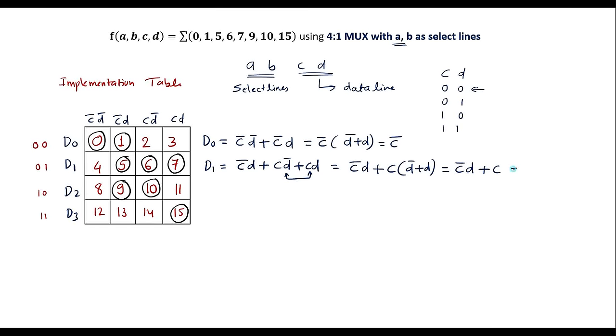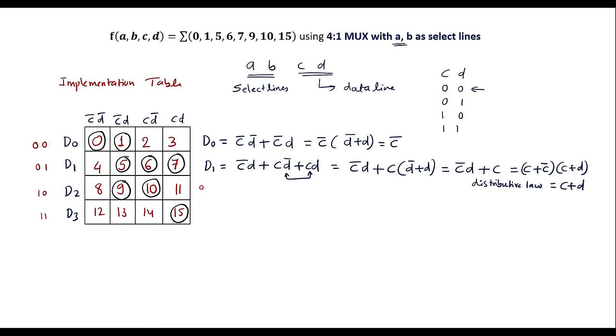So this can be represented by the distributive law. I can write it as C plus C bar, times C plus D. C plus C bar is nothing but 1. Therefore, it will be C plus D. So D1 will be equal to C plus D.